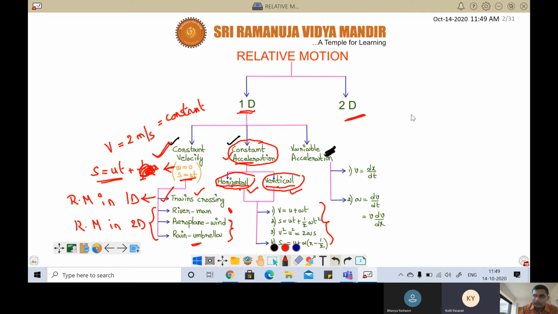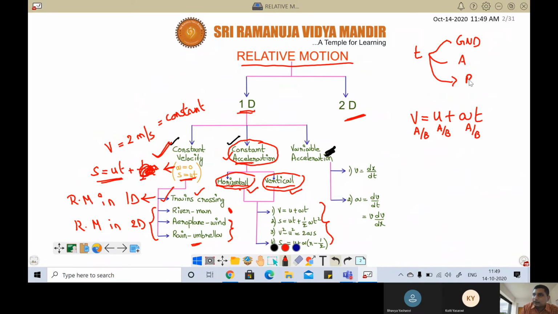The only difference is, when we write, suppose v equals u plus at, here since it is relative, we write velocity of A with respect to B: u of A with respect to B, a of A with respect to B. Time we don't have to write, because time is the same in the ground frame as well as in the A frame or B frame. Time will be the same in all frames.